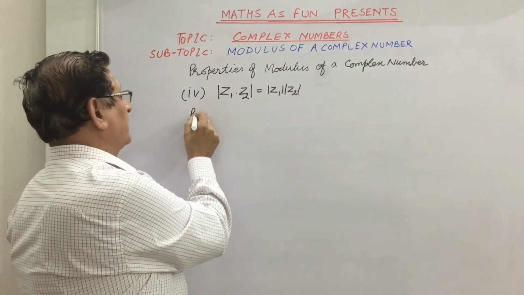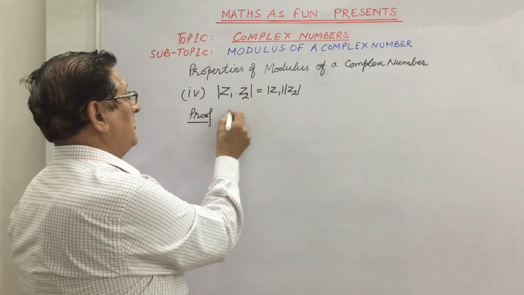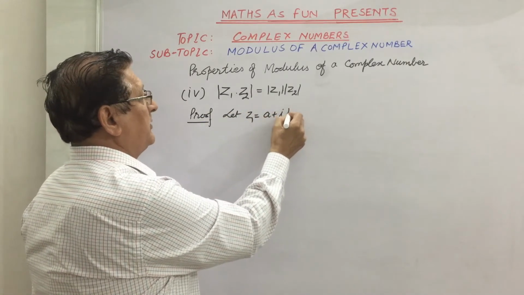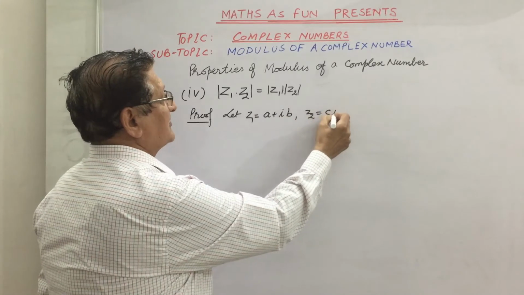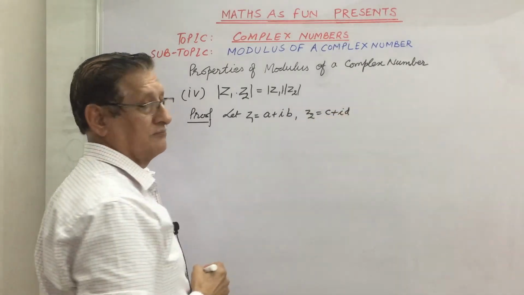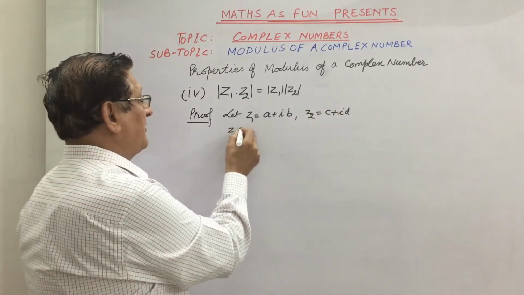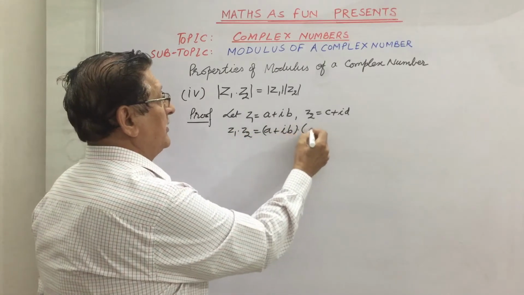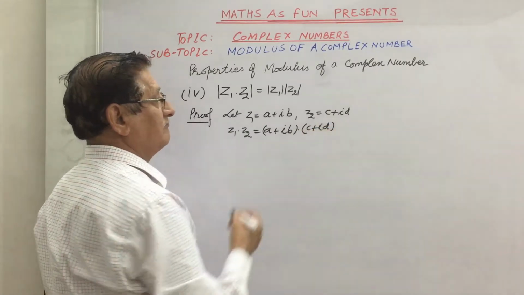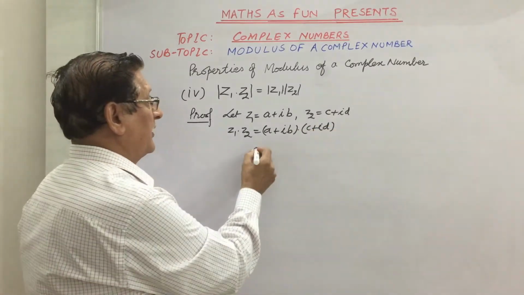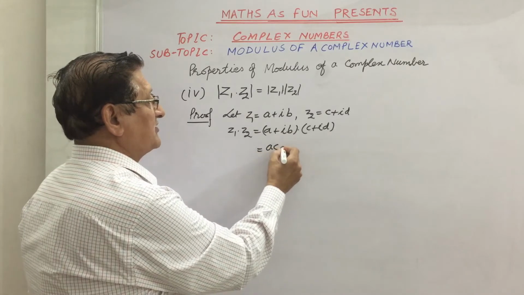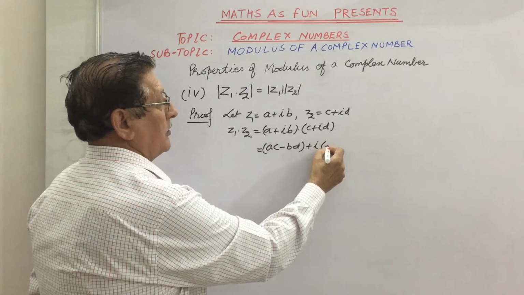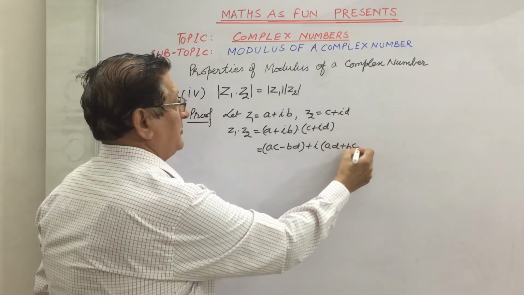Let's see the proof of it. Let z1 equal to a plus iota b and z2 be c plus iota d. The product of them is z1 into z2 equal to a plus iota b into c plus iota d. And we know how to multiply. The real part will be ac minus bd plus iota ad plus bc.